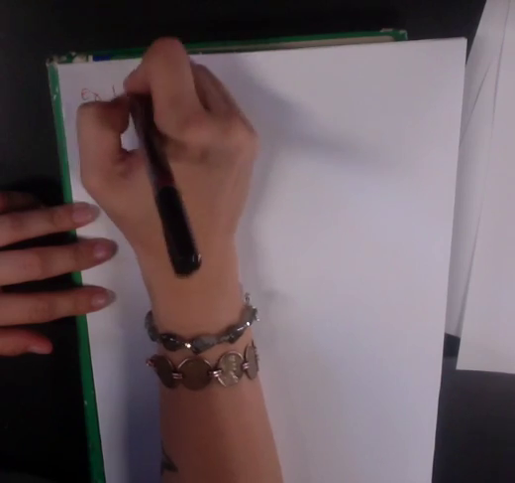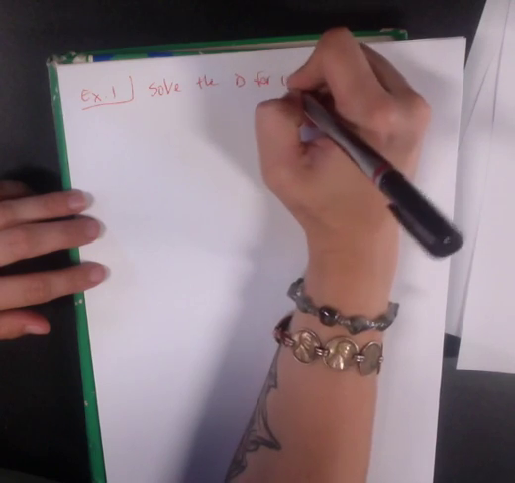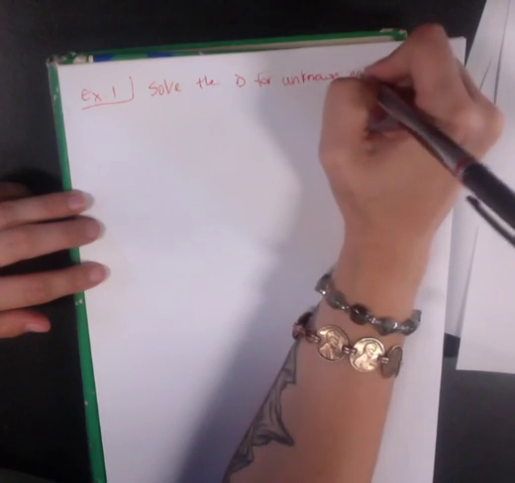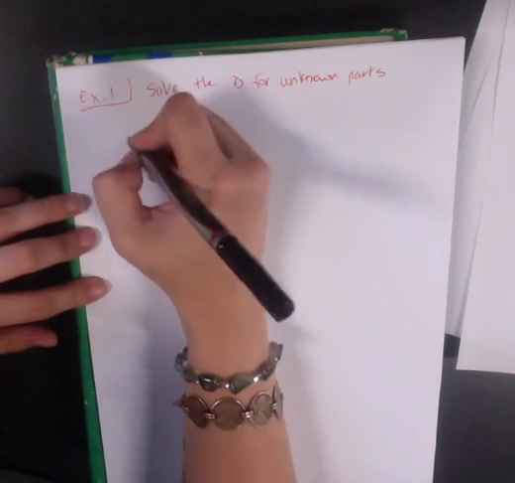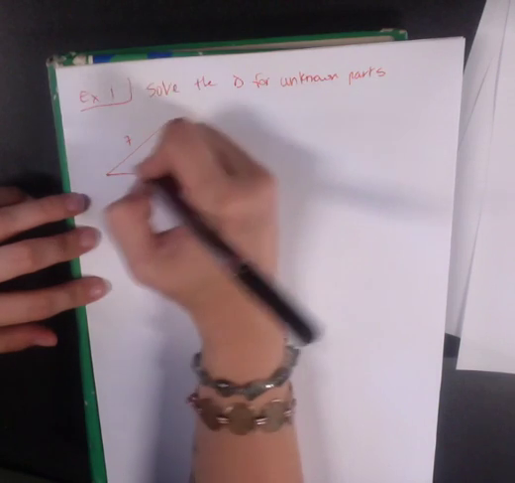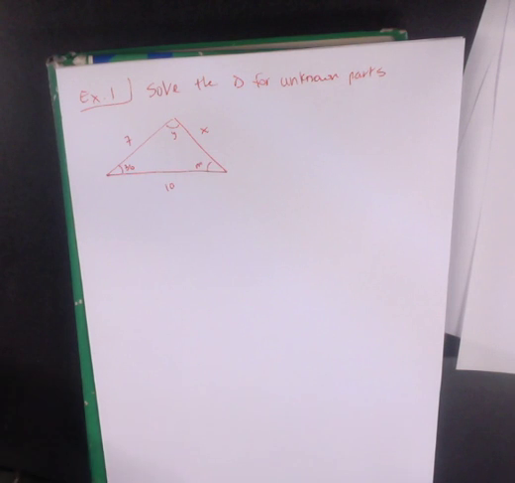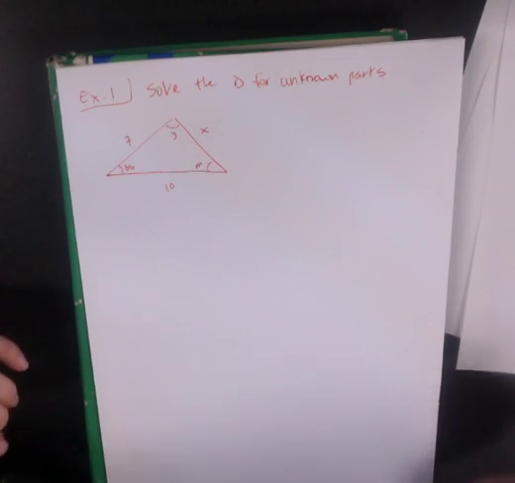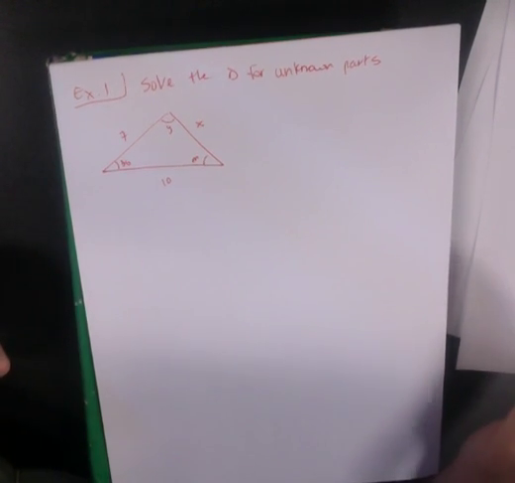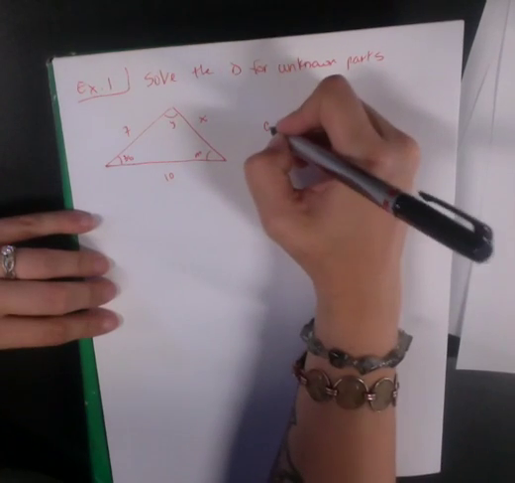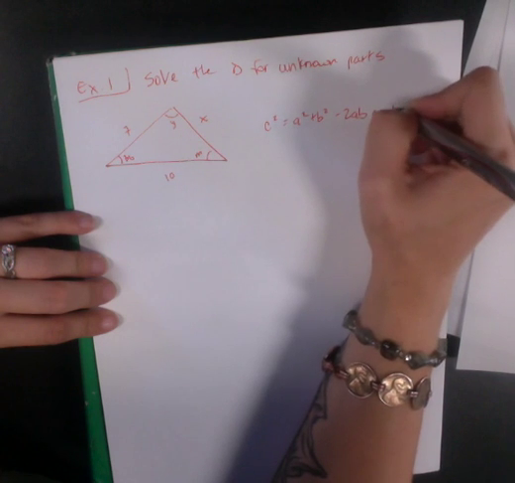So, example 1, we're going to solve the triangle for unknown parts. So here's my triangle. We have 7, this is y, x, 36, m, and 10. Now, we know that we are going to need to use the law of cosines because we don't have a single pair to do for the law of sines. And we remember that the law of cosines, we have c squared is a squared plus b squared minus 2ab cosine of C.